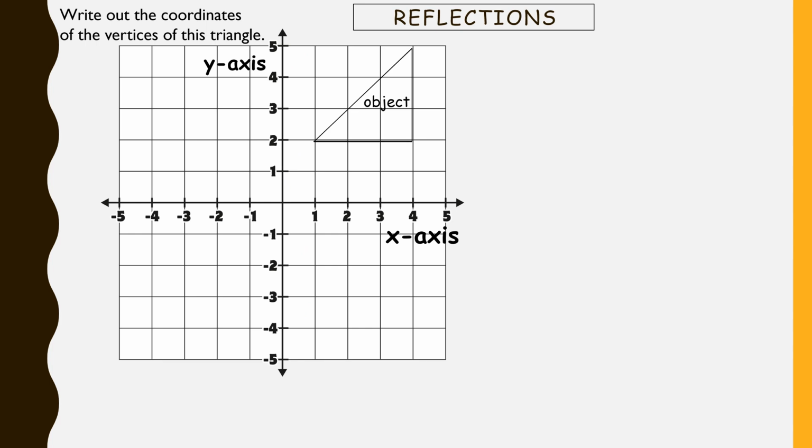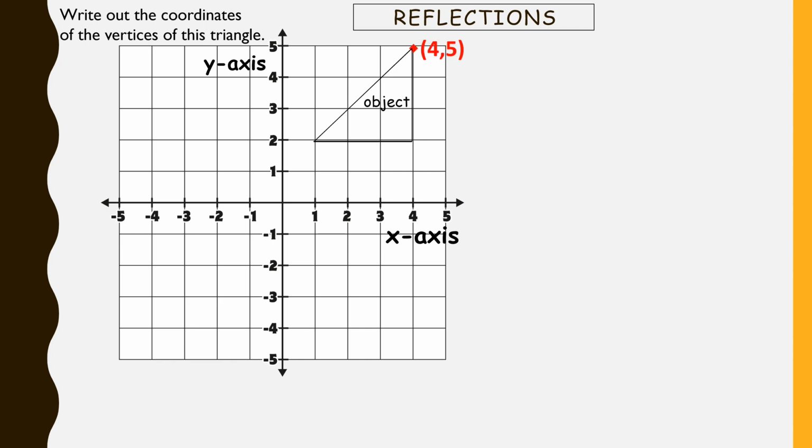Now let's take a look at this. Write out the coordinates of the vertices of this triangle. Now in this triangle, we have three vertices. So you can decide to label them A, B, and C. So the x-axis, that's the horizontal line, and you have the y-axis to be the vertical line. Remember that the x-coordinate comes before the y-coordinate.